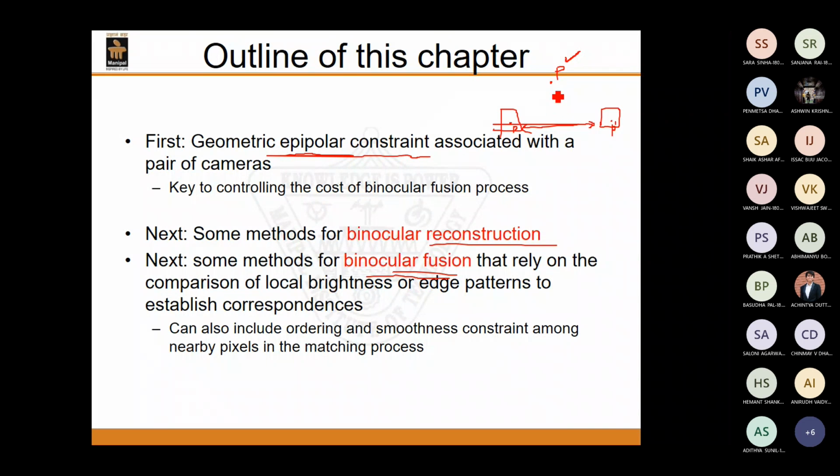Okay, so here this is a case of only one 3D point. Likewise, if you're considering a 3D scene or a 3D object, there would be multiple 3D points, right? For all of those multiple 3D points, correspondingly, you will have some pixel pair combinations in both images. So now we'll first discuss some techniques wherein we do binocular reconstruction. That is, given the correspondences, how we can calculate this point P over here. And after that, we will discuss binocular fusion, that is, how to find the correspondence and what the different methods are to find it.